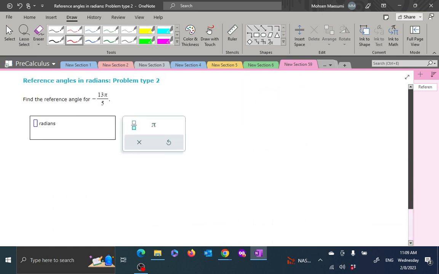Minus 13 pi over 5. What do you think? How many 2 pi's do I need to add to this? Again, we need to go through 2 rounds of it. So I just do it in one stroke. 113 pi, and this is 20 pi. So I have 7 pi over 5. So the question is, where is 7 pi over 5? Do you think we have made it into quadrant 4 again?